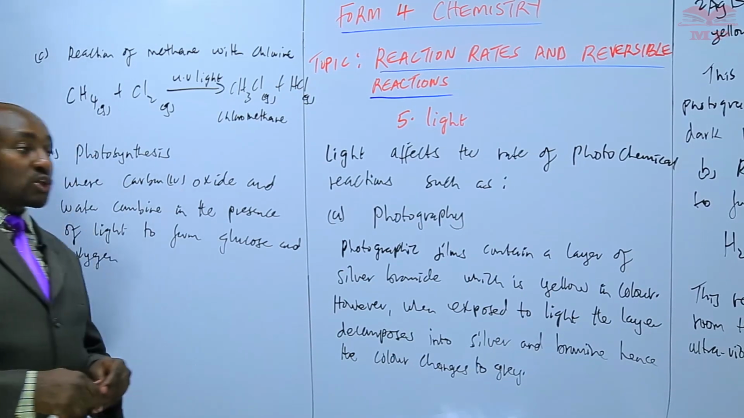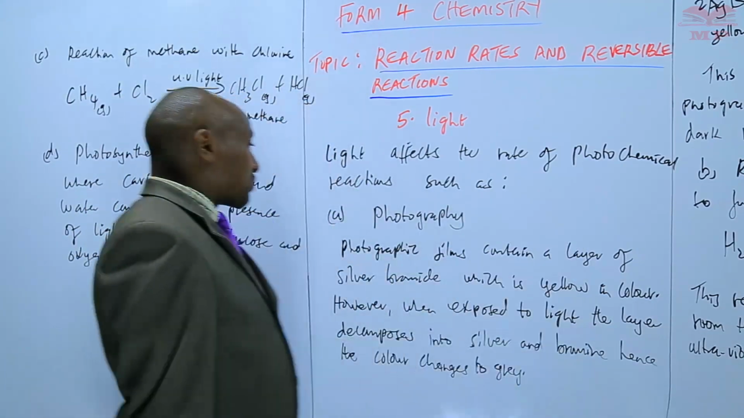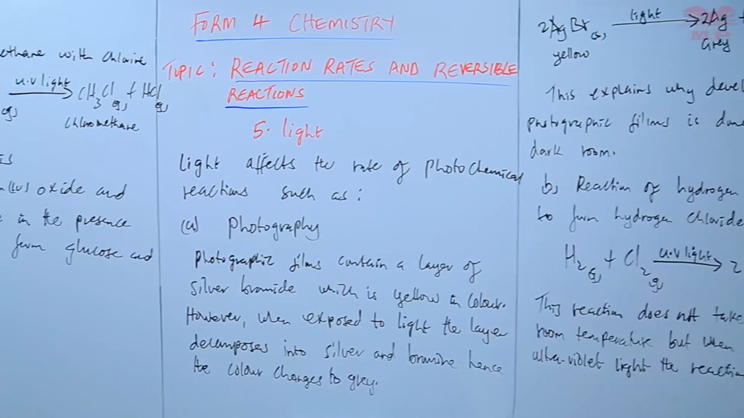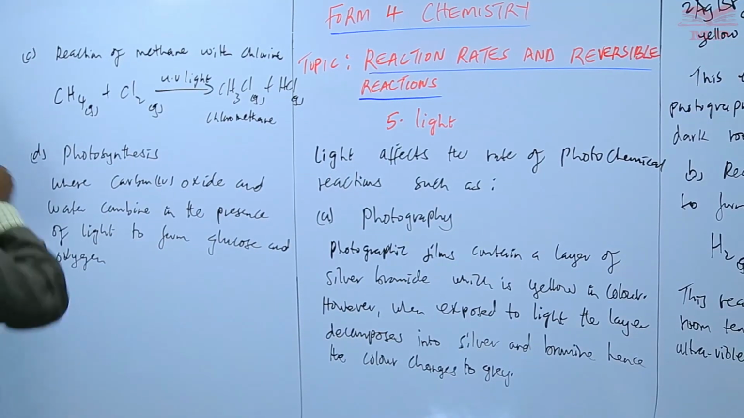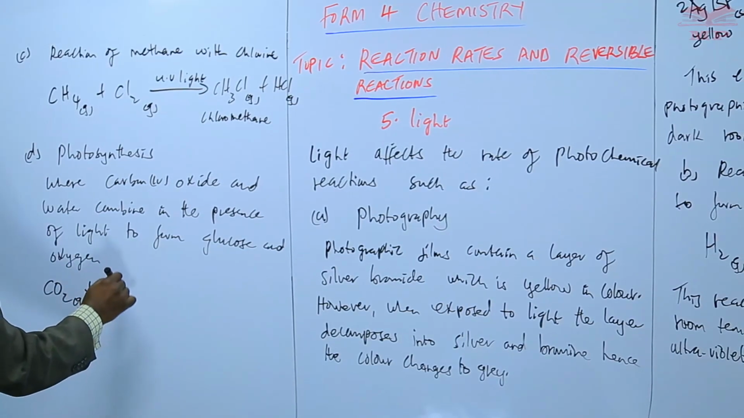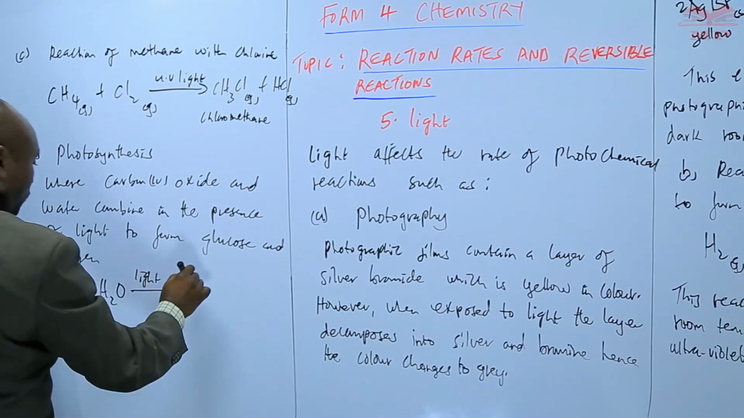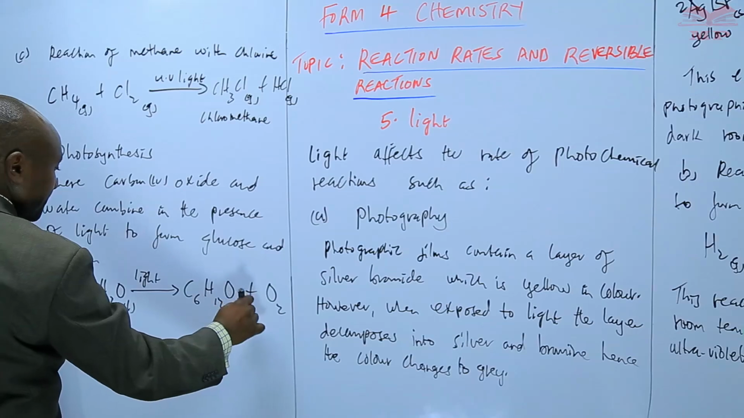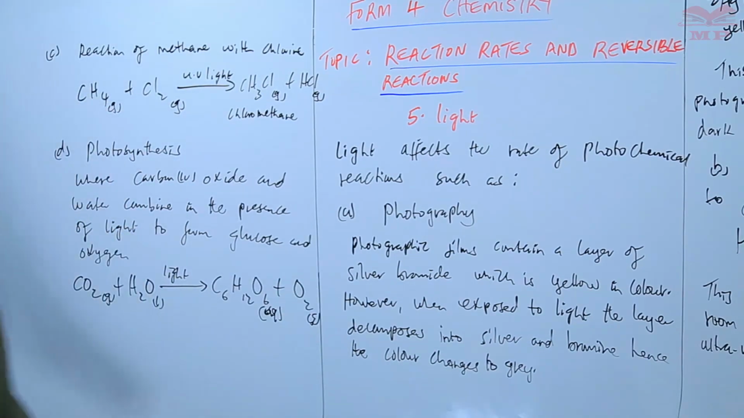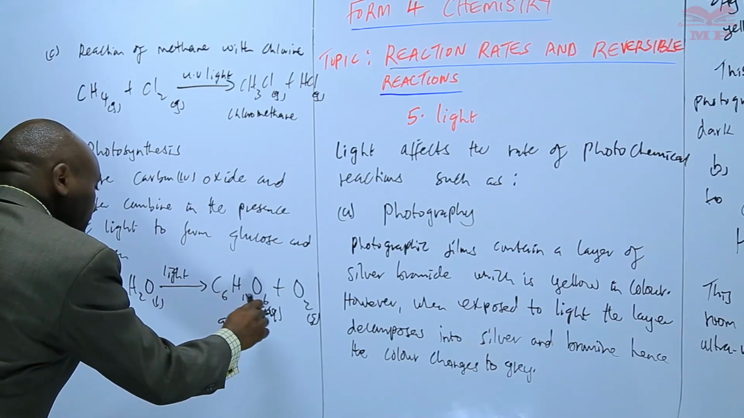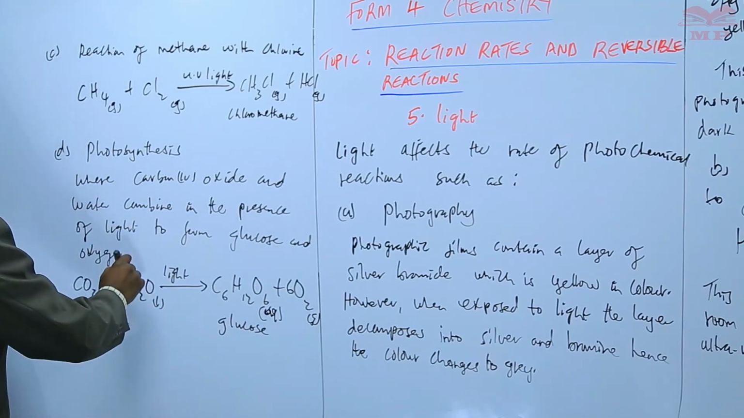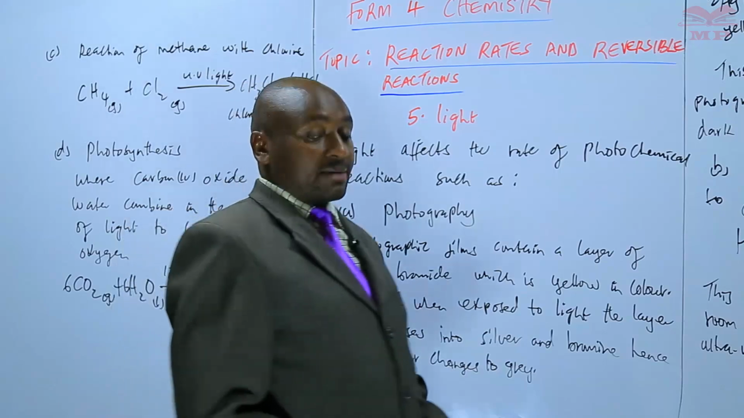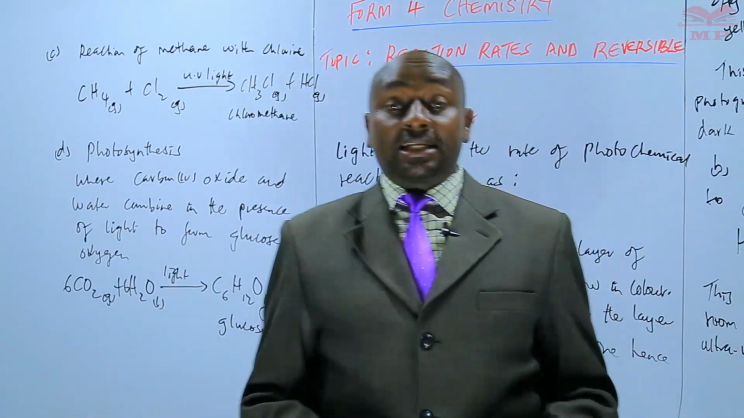So we have seen examples of those reactions that are affected by light, what we are referring to as photochemical reactions, such as in photography, such as in the reaction of hydrogen and chlorine. We have the reaction of methane with chlorine, and we have photosynthesis, whereby carbon 4 oxide plus water combine in the presence of light to form glucose and oxygen. And then we can balance the equation. So basically we are saying that these are examples of reactions that require light for them to take place. And therefore we can say that light is one of the factors that affect the reaction rate.